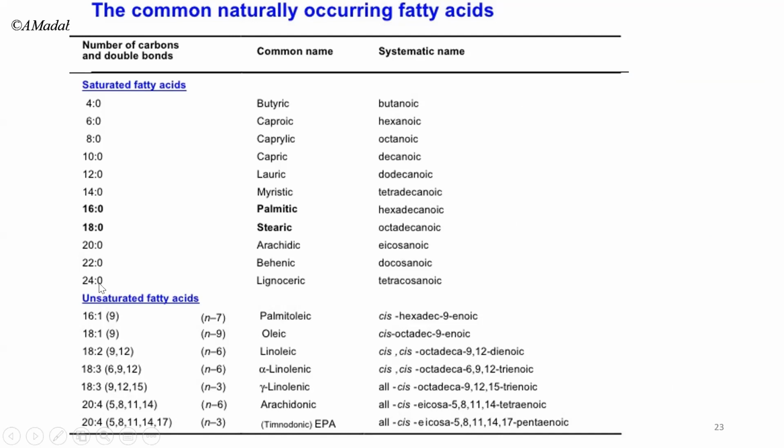the examples are shown here. You can see the common thing is that all have no double bond. So that's why 40, 60, 80, the zeros indicate zero double bonds. Whereas unsaturated, you can see they have varying numbers of double bonds at different locations. So the positions of double bonds are shown here.